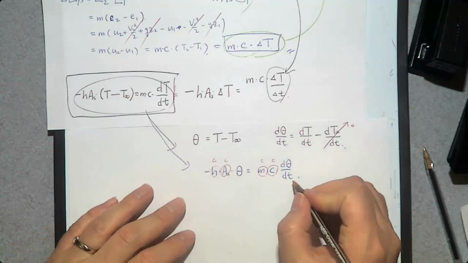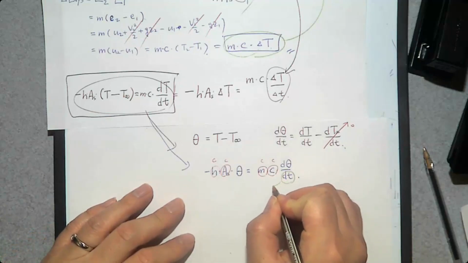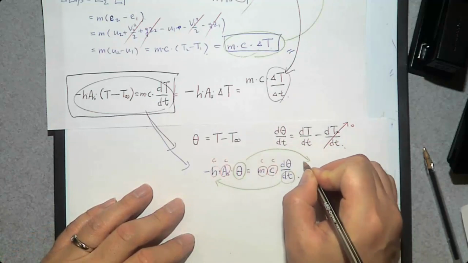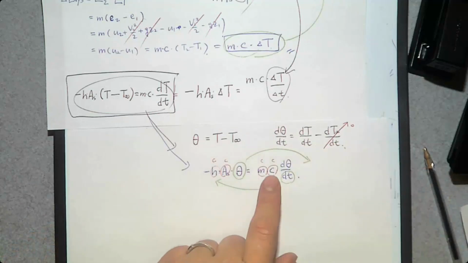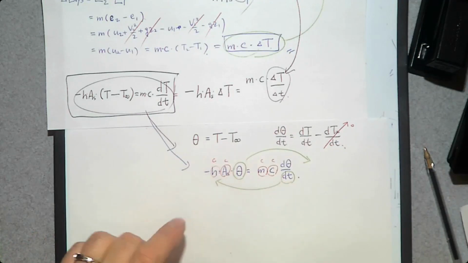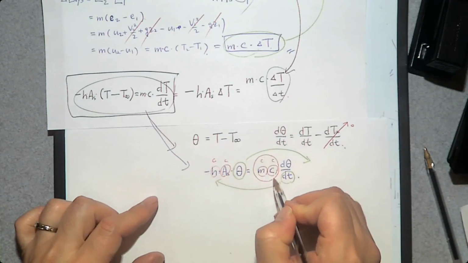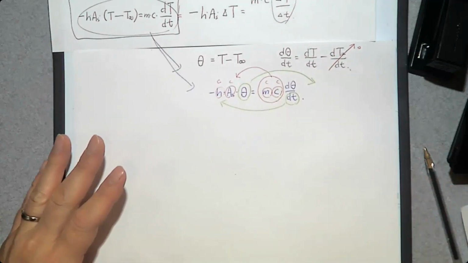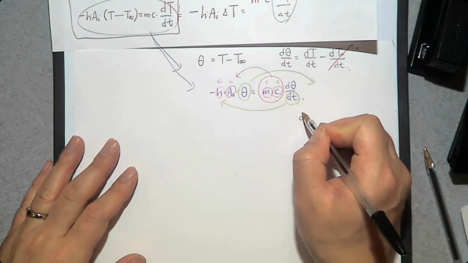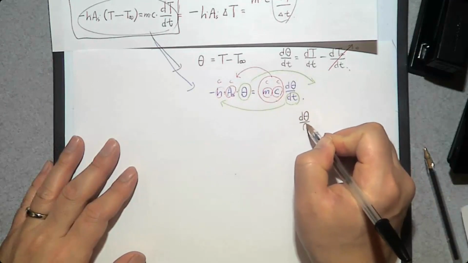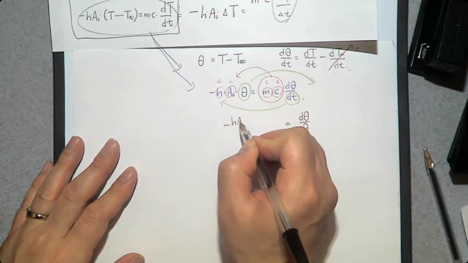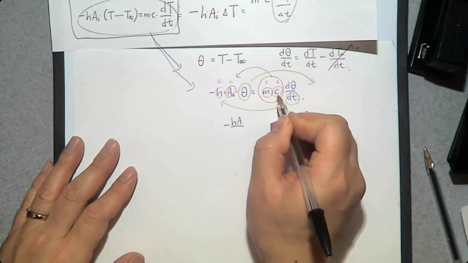So we have a dt here. We can move this one to the left-hand side. We have a theta here. Move this one to the right-hand side. Let's put all the constants to the right-hand side. Then what is the governing equation? We get d theta over theta is minus hA over mass times specific heat.